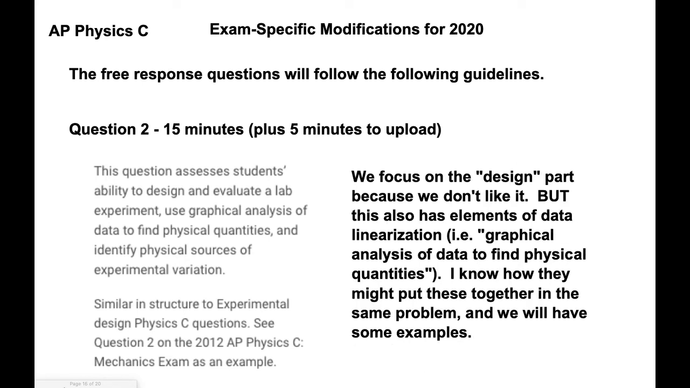When we read this, we tend to focus on the design part because we don't like it. This also has elements of data linearization in it. For example, graphical analysis of data to find physical quantities. I know how they might put these together in the same problem, and we'll have some examples over the next couple days.